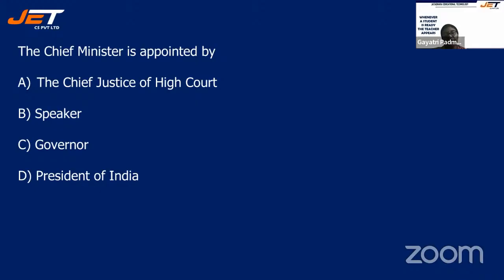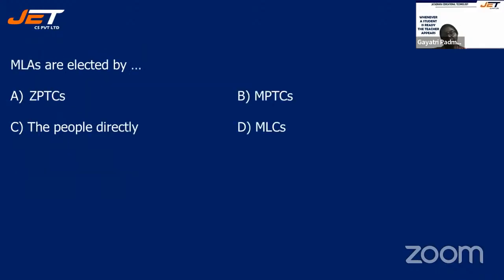The Chief Minister is appointed by the Chief Justice of High Court, the Speaker, Governor, or the President of India. Let's check. It is the Governor.